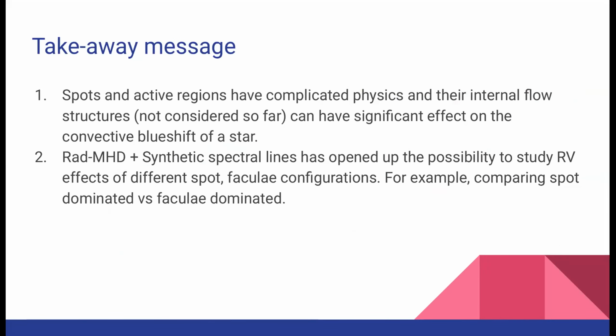So I want to leave you with two messages here. One is that spots in active regions have complicated physics, they have internal flow structures, and they have never been considered so far, and they can have a significant effect on the convective blueshift of a star. And the second, now that we have this radiative MHD plus synthetic spectral lines, we can make up different spot and facular configurations and study the effect of different configurations on the net RV. Thank you very much.